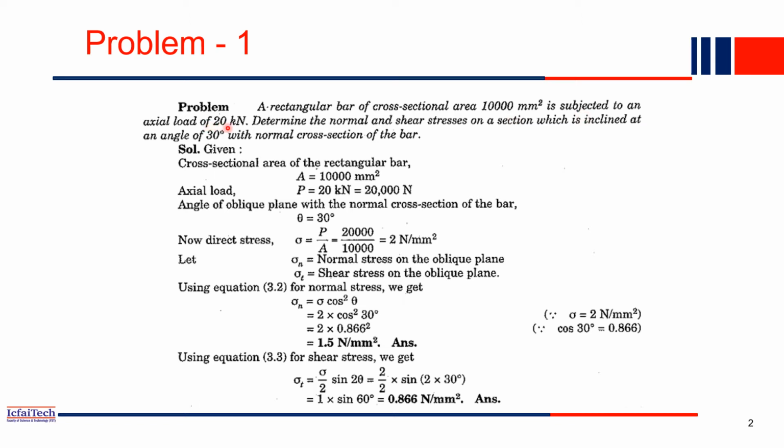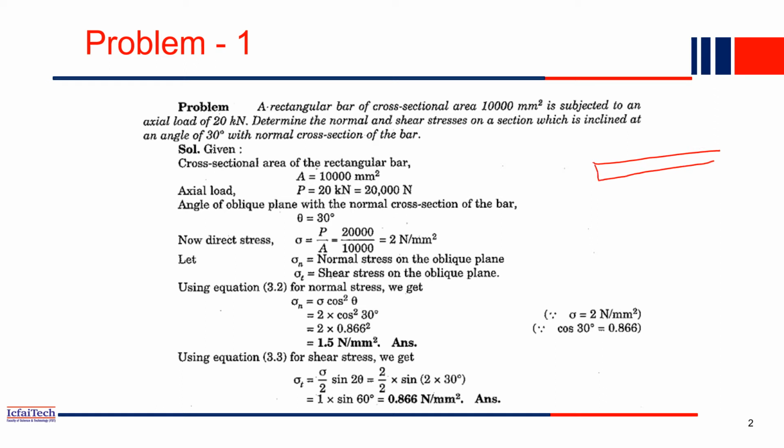axial load of 20 kilonewton. Determine the normal and the shear stress on a section which is inclined at an angle of 30 degrees with the normal cross section of the bar. So what is the question? Let's draw the diagram first. A rectangular bar. Let's draw a rectangular bar here.